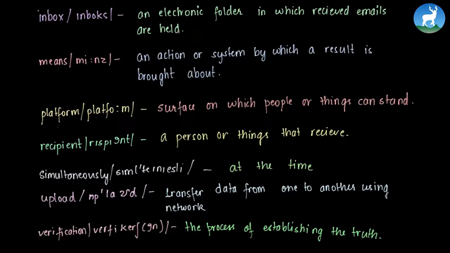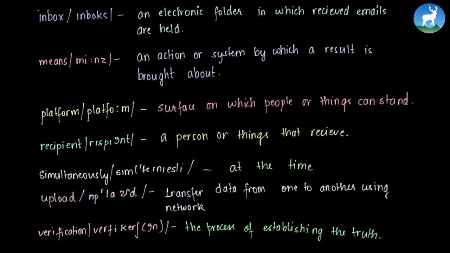Then comes platform. So platform is a surface on which people or things can stand. And then we have recipient. So a recipient is a person or thing that receives something. Then comes simultaneously, which means at a single time. Upload comes after simultaneously, and then comes verification. So upload means to transfer data from one to another using a network, and verification means the process of establishing the truth. So here we are done with this exercise.